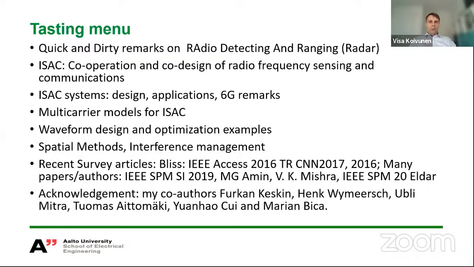He has also written some nice review and survey papers. Regarding these design examples, I'd like to acknowledge my co-authors that I've had the pleasure to work with: Furkan Kesking and Henk Wymeersch from Chalmers University in Sweden, Vijay Mishra from USC, and Tuomas Maittomäki and Marian Pika from Aalto University, and Yuan Hao Chui from Beijing University.